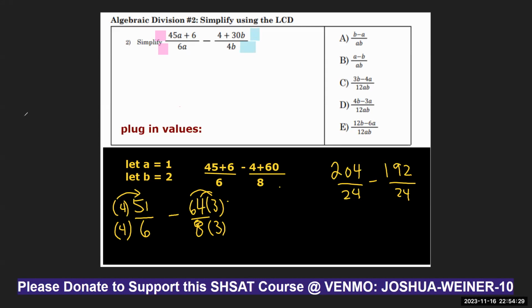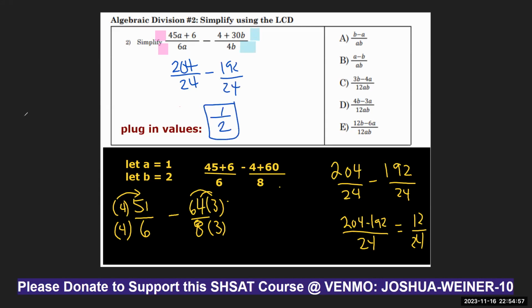So since it's the same denominator, we can now do 204 minus 192 over 24, and we get 12 over 24. But 12 over 24 is a half. So if we plug in those values, 204 over 24 minus 192 over 24 will give us 12 over 24. It's a half. So then we want to know, which of the expressions here is also equal to a half when we plug in?